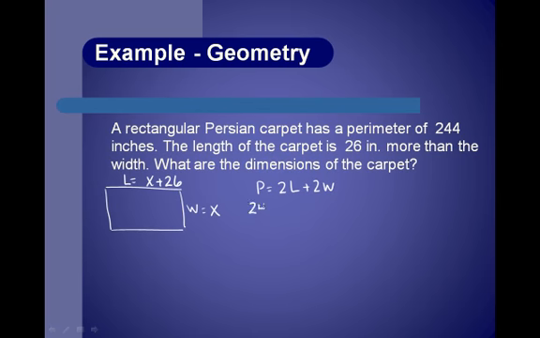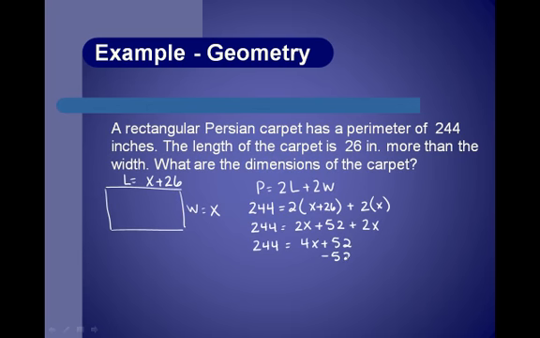The perimeter is 244. That's equal to 2 times the length. We just said that the length was x plus 26. The width we said was x, so that's going to be 2 times x. When we set this up, we're going to get 2 times x is 2x. 2 times 26 is 52 plus 2x. Combining like terms, we get 4x plus 52. So we are going to subtract 52 from both sides. So we would get 192 is equal to 4x.